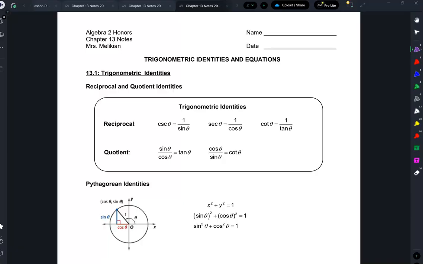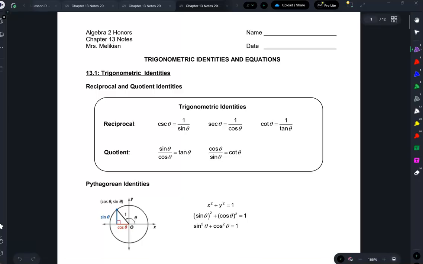So we already know that cosecant and sine are related, because cosecant is 1 over sine, secant is 1 over cosine, and so on, right? Cotangent is 1 over tangent, right? And so we can also go the other way: sine is 1 over cosecant, and so on and so forth.